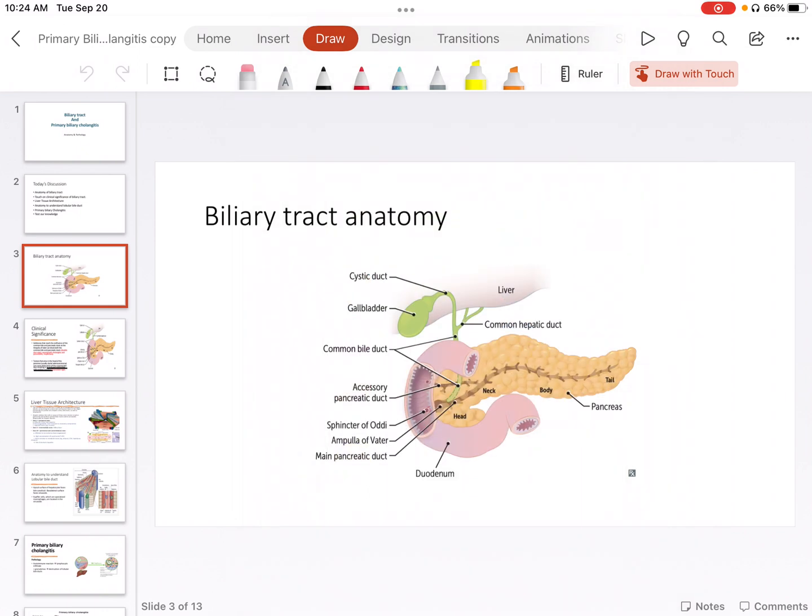So you can see that there is a gallbladder that is emptying into the cystic duct. There is a common hepatic duct which is coming from the liver. The common hepatic duct and cystic duct together empty into the common bile duct. The common bile duct enters the ampulla of Vater, which is part of the main pancreatic duct. So this is how it is related to the pancreas. And next, we can see how it is related to the duodenum, where through the sphincter of Oddi the secretions enter into the duodenum.